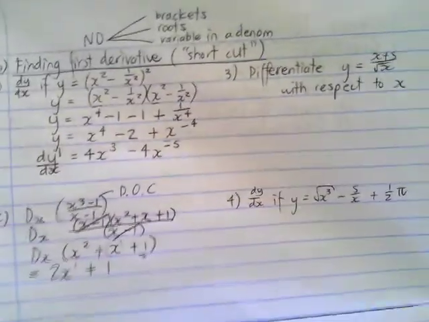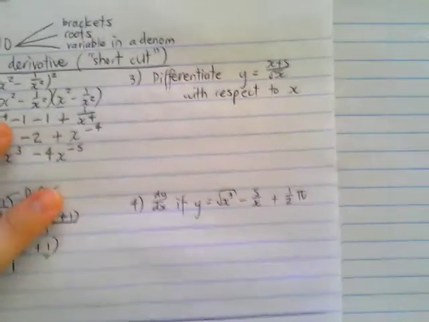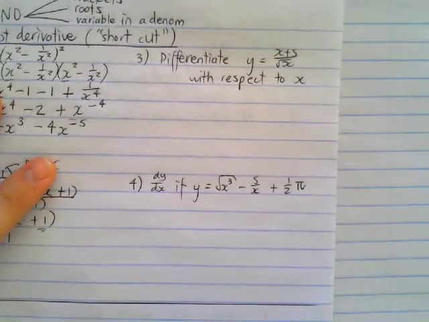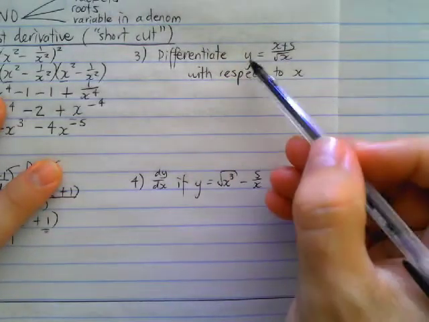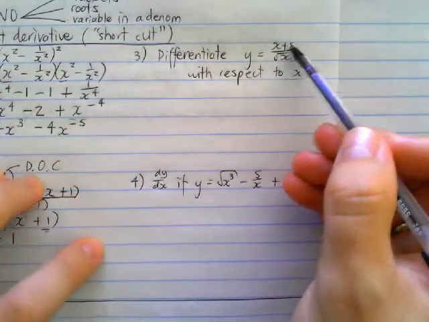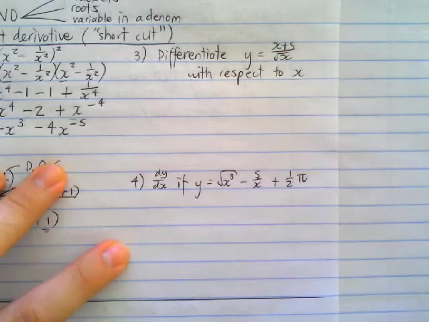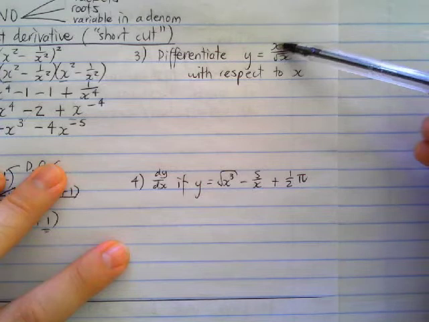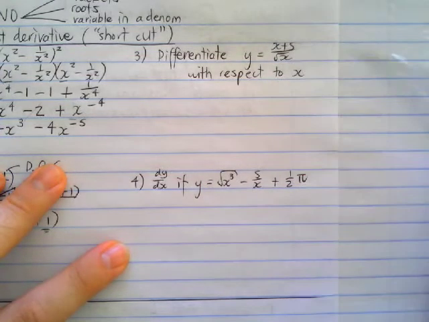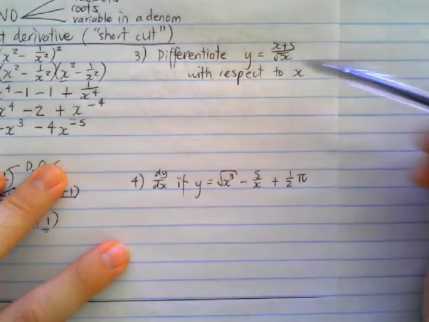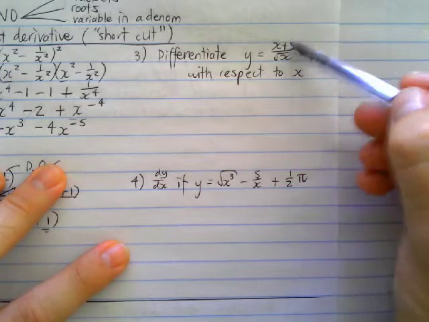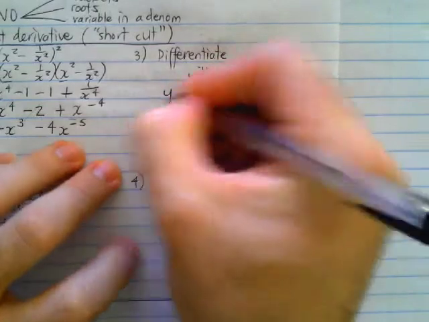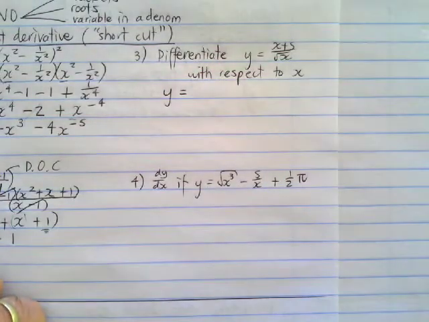Moving to number 3, I'll just slide my page over a little bit here. They give it to you in a bit of a sentence now, and they ask you to differentiate y is equal to x plus 5 over root x with respect to x. Now notice here that there is a binomial at the top. There's two little pieces at the top divided by a monomial at the bottom, right? So we cannot cancel as it stands, but we need to do work before we can actually work out the first derivative.